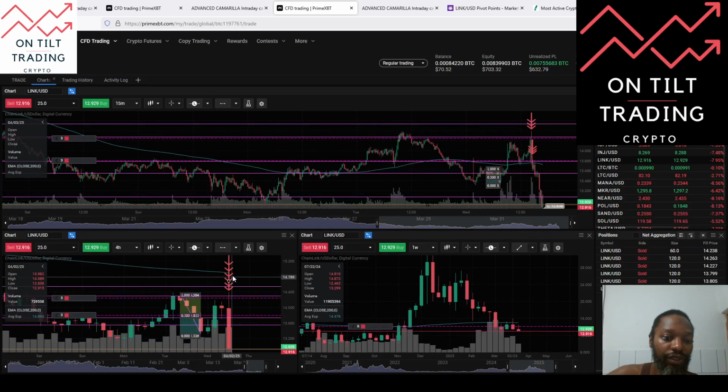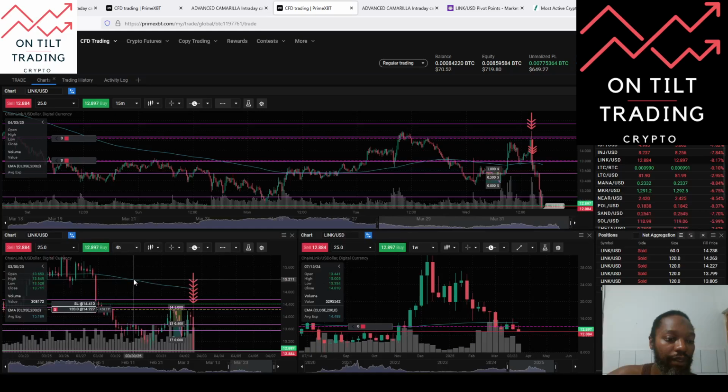So 3 entries I took here at this level. If you can see here on the 4-hour, I took 3 entries here. So let's call them these 3 back here. So with these entries, I'll show you where my stop loss is. My stop loss is, here we go, and I'll back up a bit.